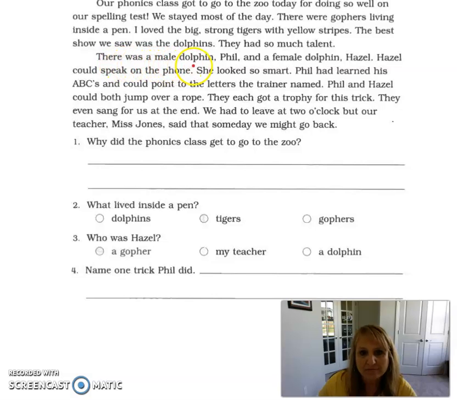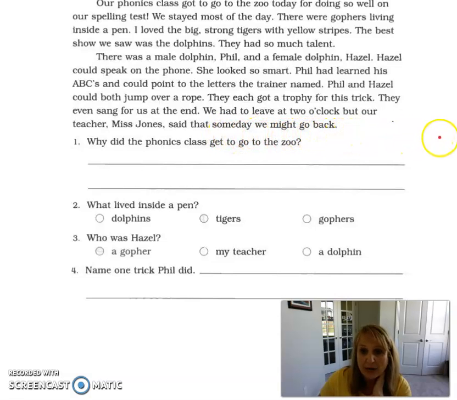There was a male dolphin, Phil, and a female dolphin, Hazel. Hazel could speak on the phone. She looked so smart. Phil had learned his ABCs and could point to the letters the trainer named. Phil and Hazel could both jump over a rope. They each got a trophy for this trick. They even sang for us at the end. We had to leave at 2 o'clock, but our teacher, Miss Jones, said that someday we might go back.